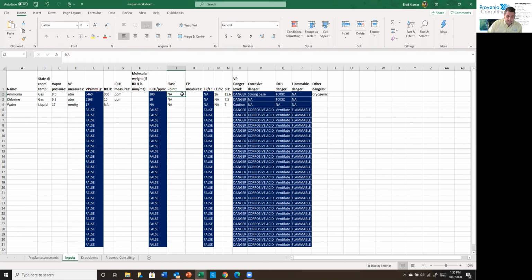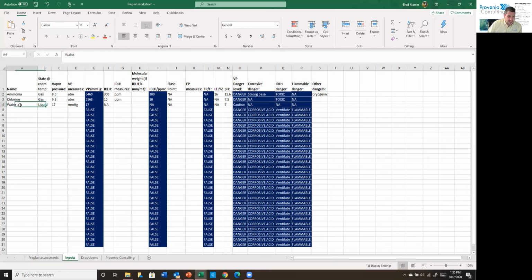If it had a flash point, we'd put the flash point in there. And then we would put the flash point measurement, Celsius or Fahrenheit. Okay, and then LEL, then we put the percentage, what percent of the air is LEL. So in the case of anhydrous ammonia, 16%. And then we would enter the pH. Then if there's anything else that we wanted to know, for example, anhydrous ammonia is cryogenic. So everything over here in the blue boxes, again, self-populates based on what we enter.